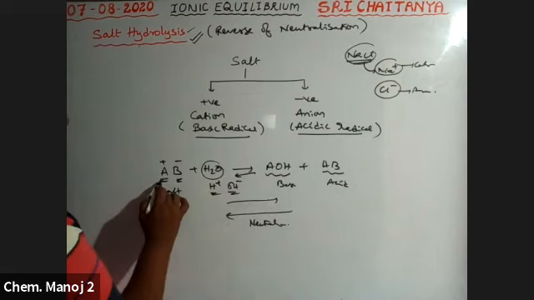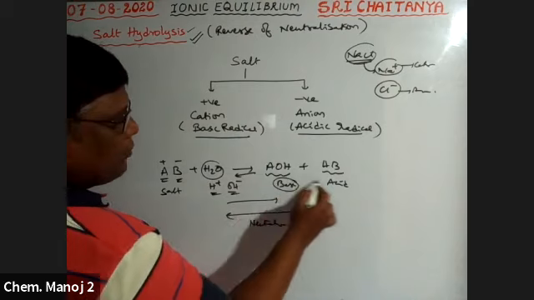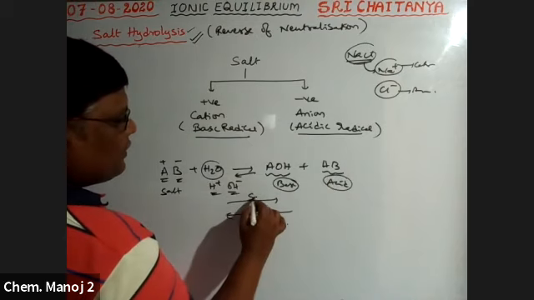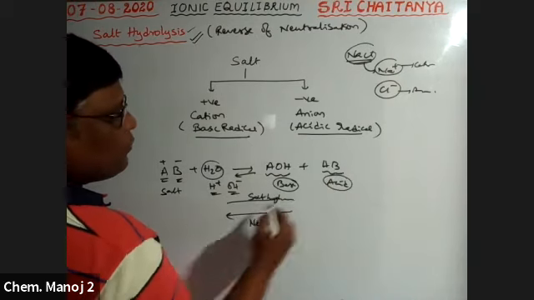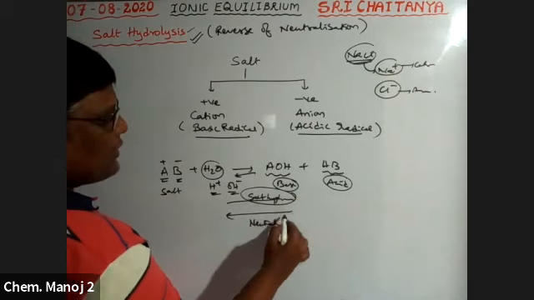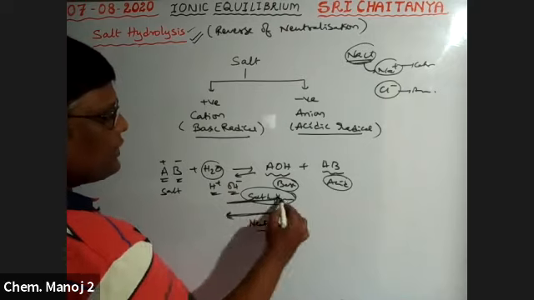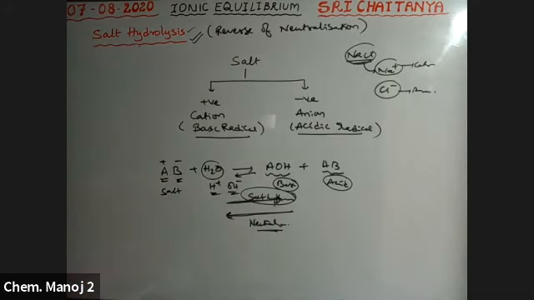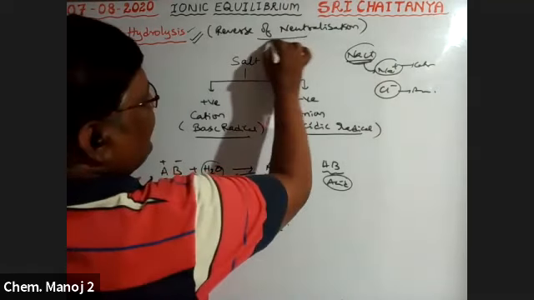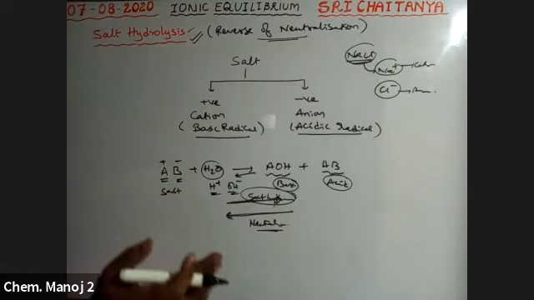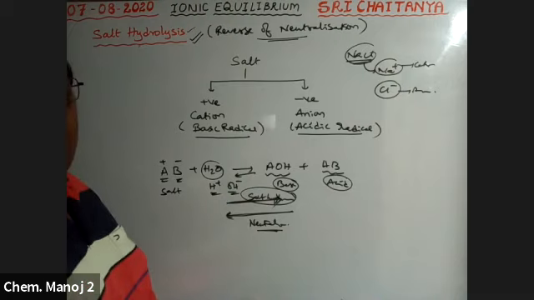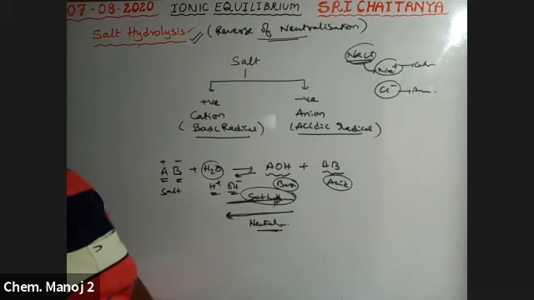The forward reaction, where the cation or anion or both of the salt react with water to form the corresponding base and acid, is called salt hydrolysis. That means salt hydrolysis is exactly the reverse of the neutralization reaction. Very important: acid plus base gives salt and water, and salt reacts with water to give the corresponding acids and bases.